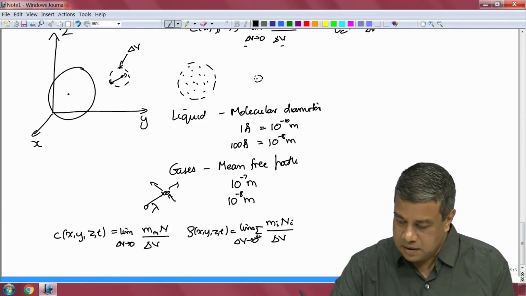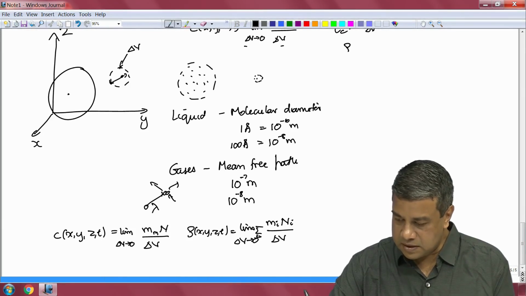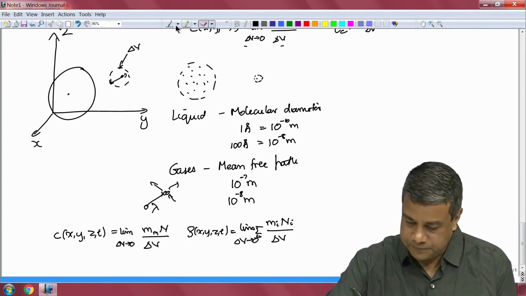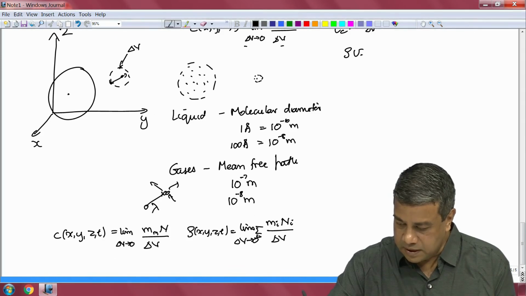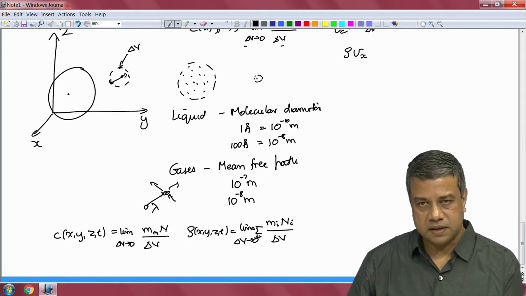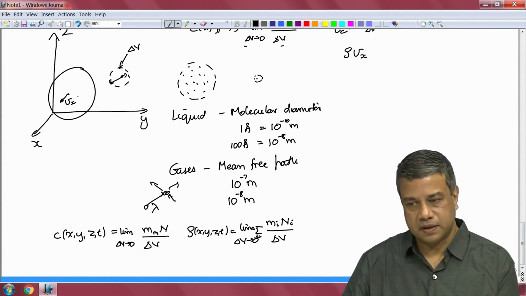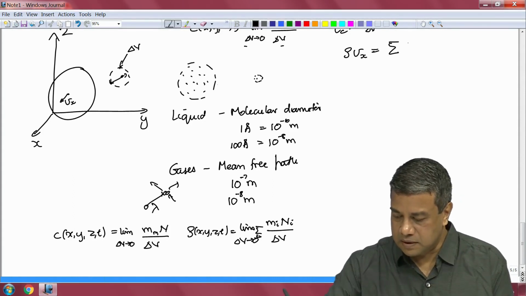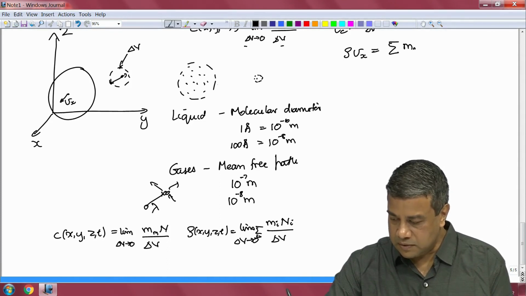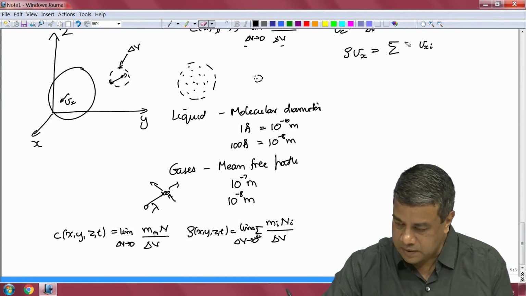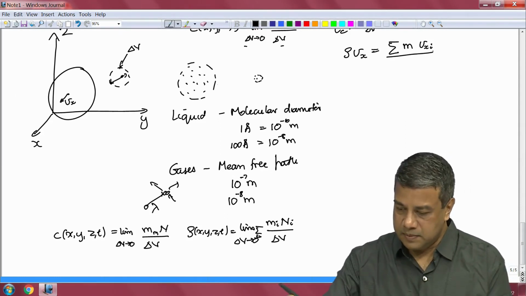The momentum density is usually defined as the mass density times the average velocity, which I will define as rho times Vx, say. Velocity is a vector, so it has 3 components. In this particular case, I am calculating the velocity in the x direction. This is going to be equal to the summation over all the molecules of the mass of each molecule times the velocity of each molecule. I will just restrict attention to a single component here to make the calculation simpler, in the limit as delta V goes to 0.